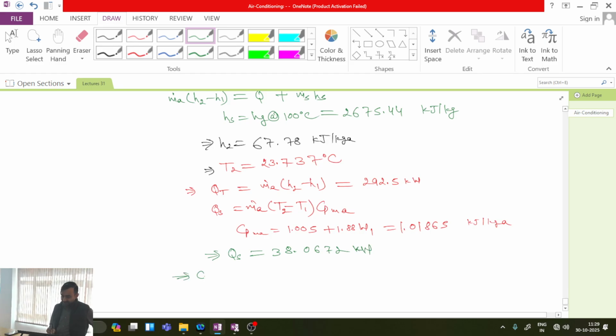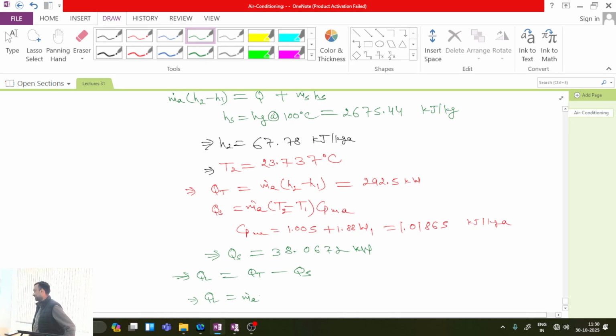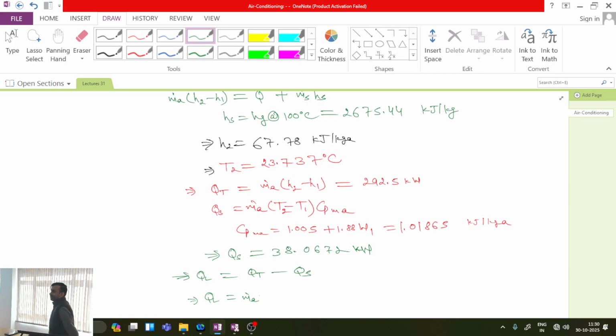Now calculate latent heat. How to calculate latent? Total minus sensible. Otherwise, m dot a into H2 minus H3. How to determine that? How to calculate H3? Chart say. If chart is not given, then what will be latent load?